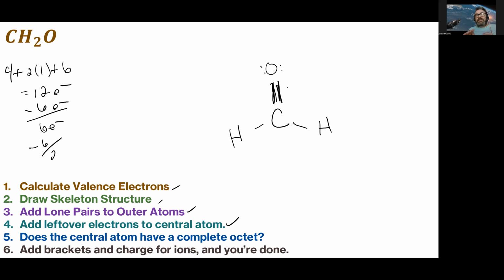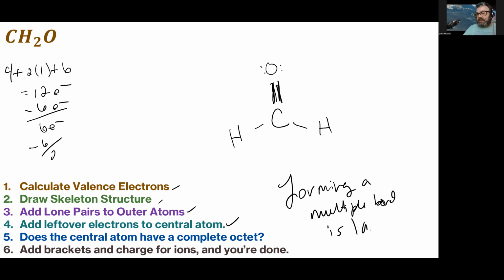Okay. Things I want you to remember is that forming a multiple bond is hard. Well, I mean, it's easy to do on paper, but the atoms don't like to do it. Forming a multiple bond is a last resort. Okay. So only if the central atom doesn't have enough electrons and needs to have 8 electrons do you make multiple bonds.